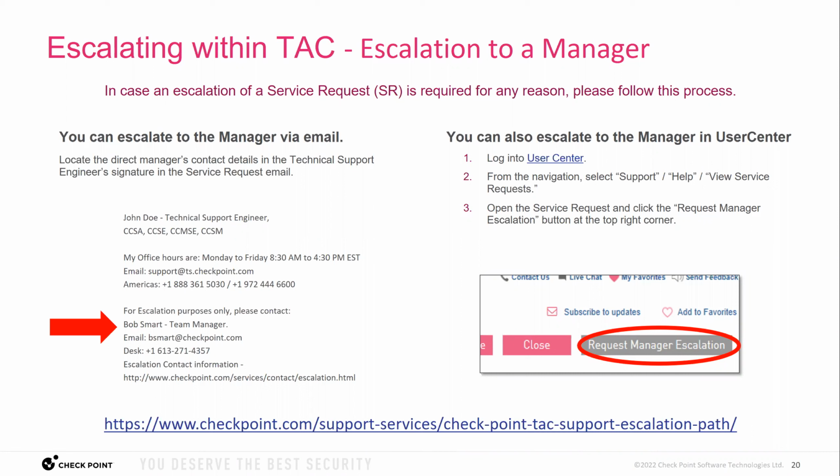You can also do this online through User Center with the ticket itself. There is a button that says request a manager escalation and whatnot, and that will basically flag the ticket within our database, which will then alert the manager and the engineer who owns the ticket to move it up the list, so to speak, to get some visibility on it.